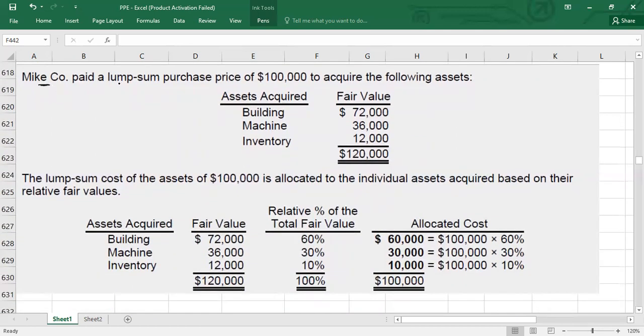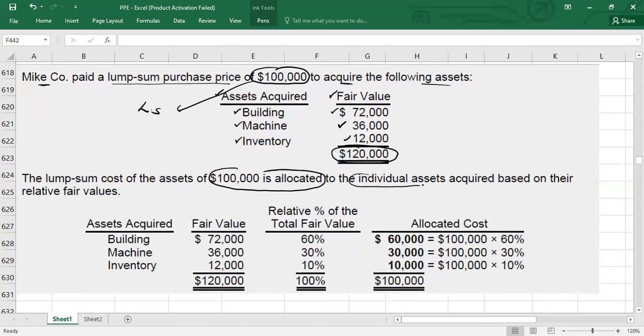My company paid a lump sum purchase price of $100,000 to acquire the following assets. We have acquired a building, machine, and inventory, and these are their fair values at the date of acquisition: 72,000 for building, 36,000 for machine, 12,000 for inventory. The total fair value is 120,000. But don't forget, we purchased for a lump sum value of 100,000. So now you need to allocate this $100,000 to the individual assets based on their relative fair values.